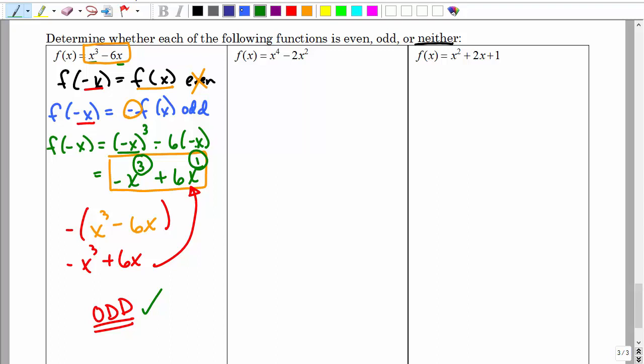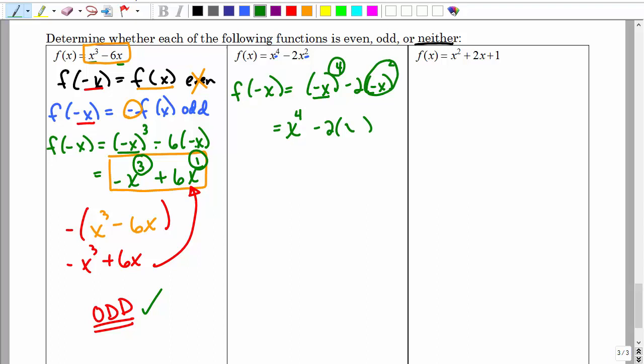So after I said that, what's your prediction here? We have two even exponents. I'm going to predict that it's even. So again, the process is to replace x with negative x. Please put it in parentheses. Okay, so we're going to raise a negative to the fourth power. That's going to be positive. We're going to raise a negative to the second power, so that's positive. Okay, so then I look and I go, is this the same as that? Yes, it is. So it's even.